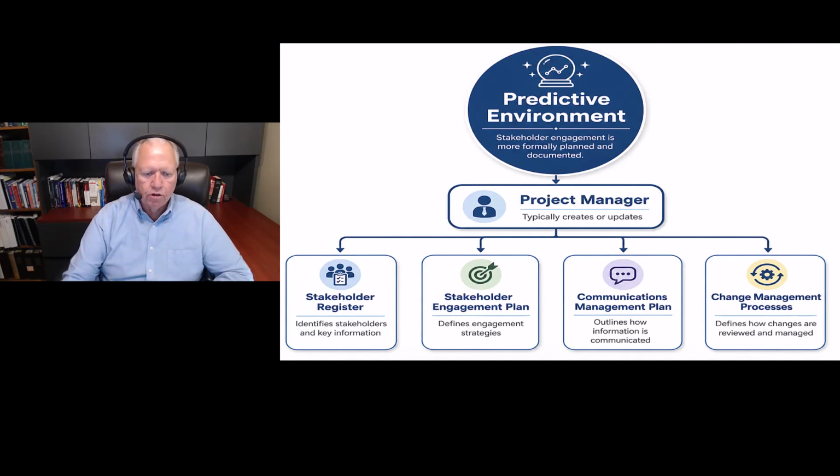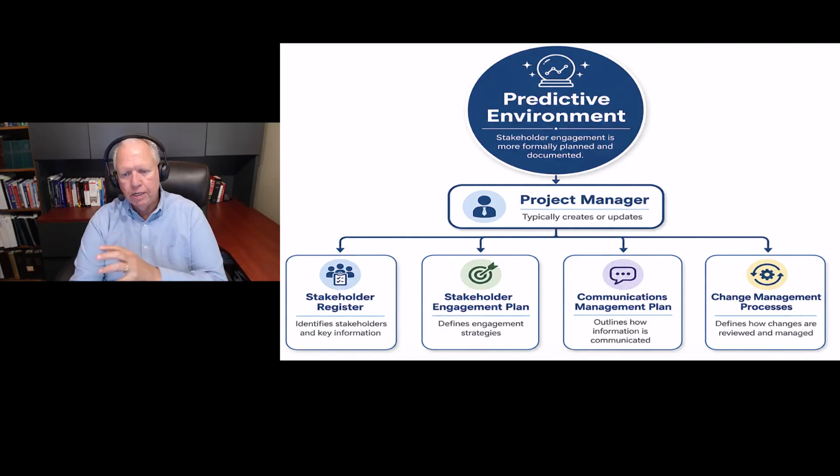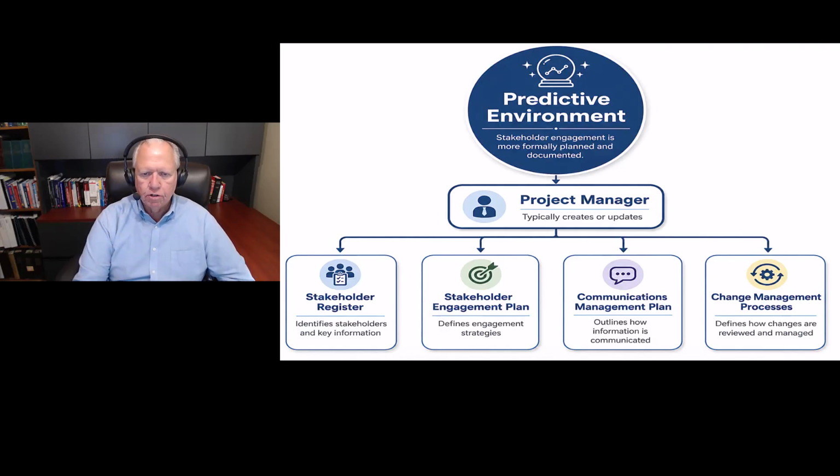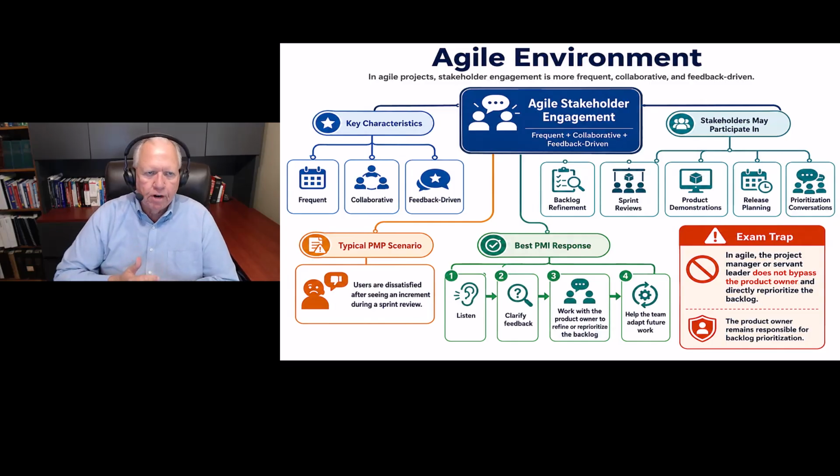I thought this would help you a little bit for your test to be able to see the sequencing of this. So you've got your register, and then you've got your engagement plan, which will feed into the type of communications that you're going to send that particular group. Also, in an agile environment, you'll notice that you've got your agile engagement. So you've got key characteristics of frequent, collaborative, feedback-driven, typical things that are going to happen. And then you also have stakeholders that may participate in backlog refinement, sprint reviews, product demonstrations, release planning.